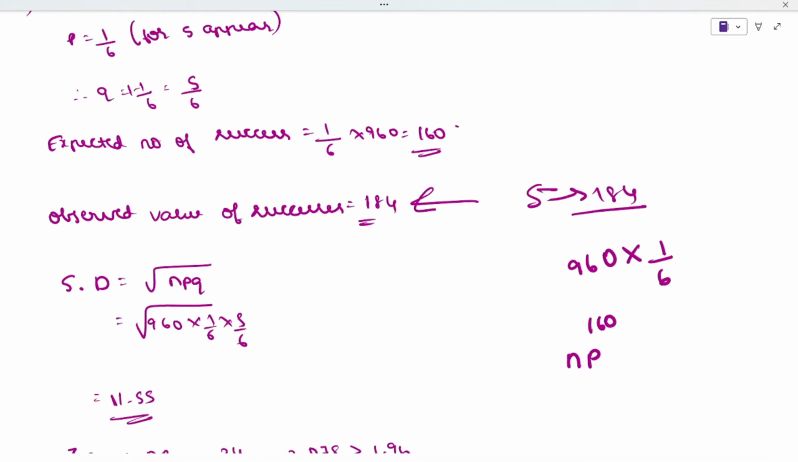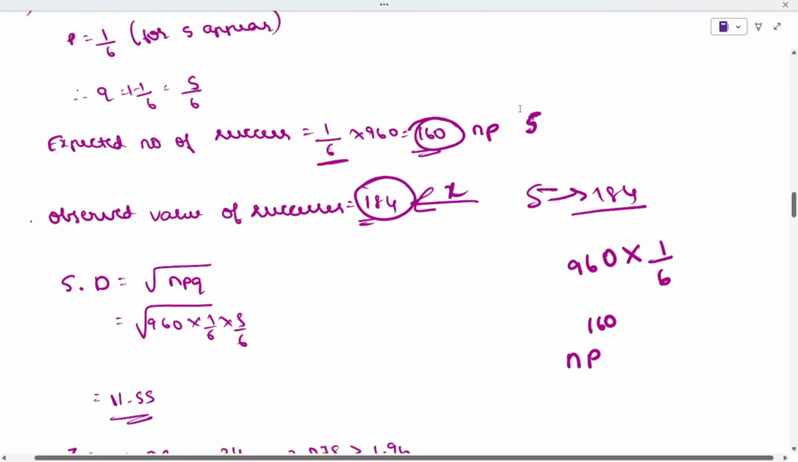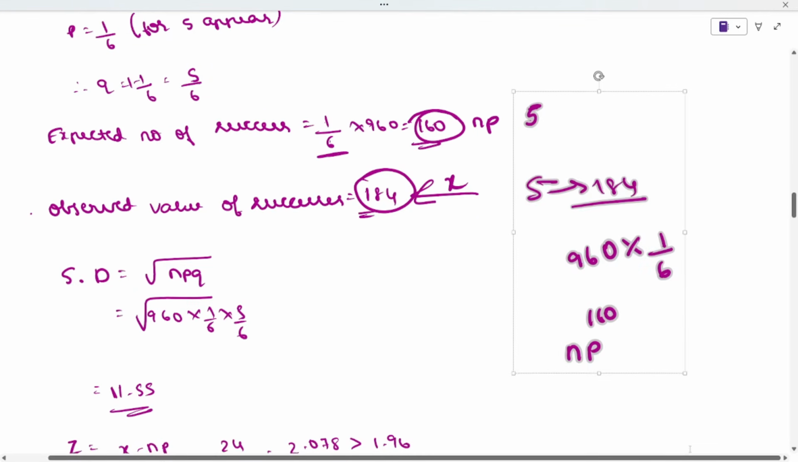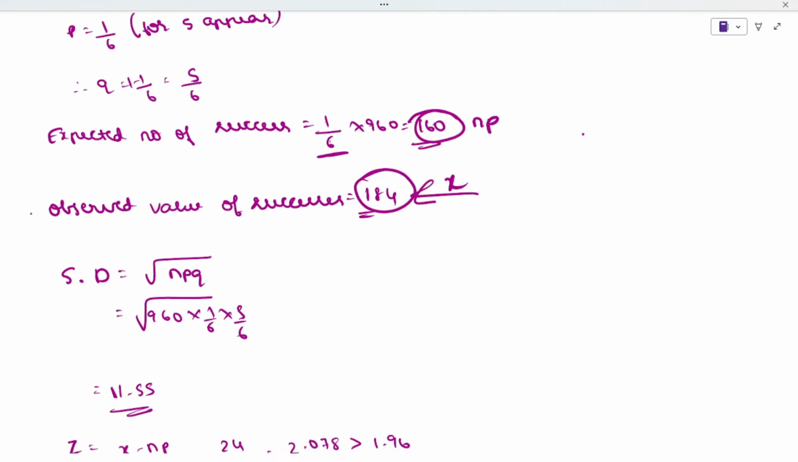The expected number was this, but the observed is 184, because see here, if you have 1 by 6, that is 5 you have taken, this is considered to be x. Okay, and this is np. Here np, why? Because I hope you didn't understand. Okay, I'll explain it again. See, they have taken 5 out of all the 6. So what you will do, the value of probability is 1 by 6. How many times is it tossed? 960 times. And what is observed, that is 184.